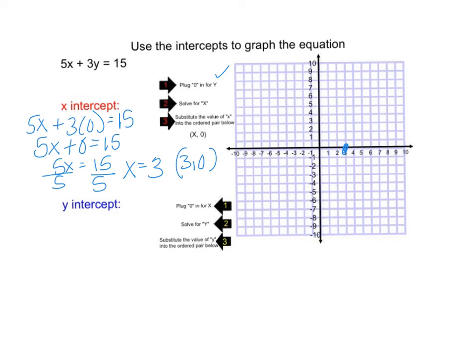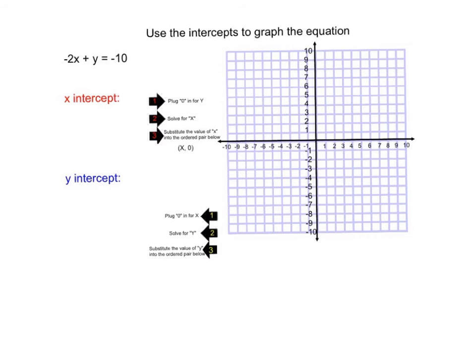Now let's find our y-intercept. Again, here's our steps. Let's plug in 0 for x. So 5 times 0. Our final example is negative 2x plus y equals negative 10.